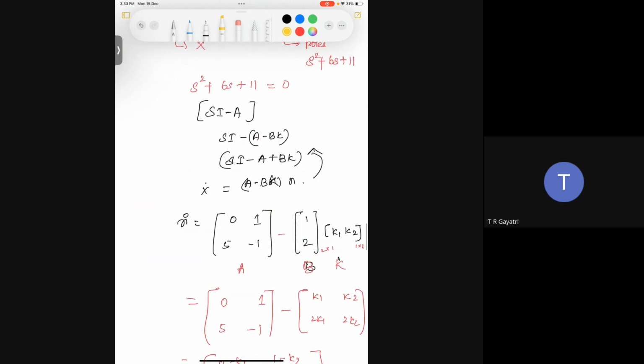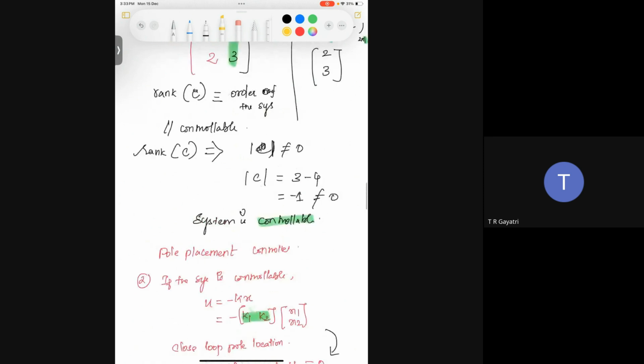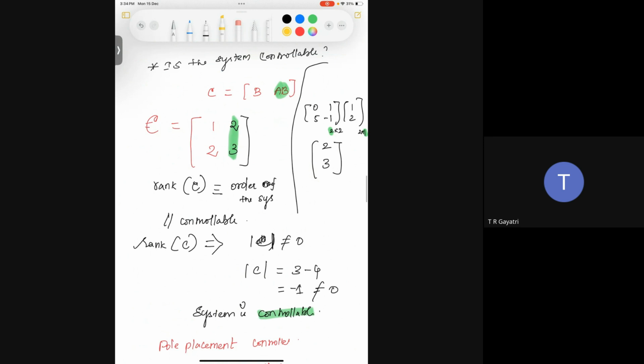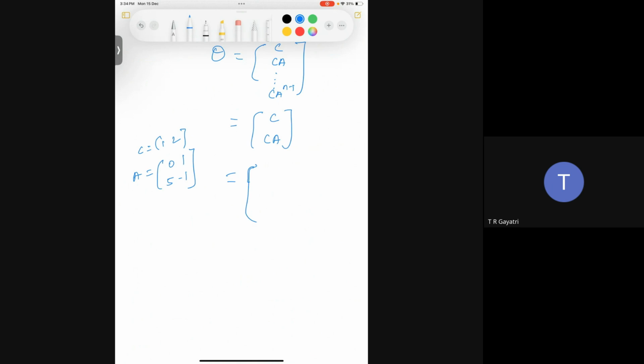The A matrix again I have to write: 0, 1, 5, minus 1. C is 1, 2. Now if I write the observability matrix, the first row will be C, 1, 2, as it is. The second row, C into A, is 1, 2 into 0, 1, 5, minus 1.